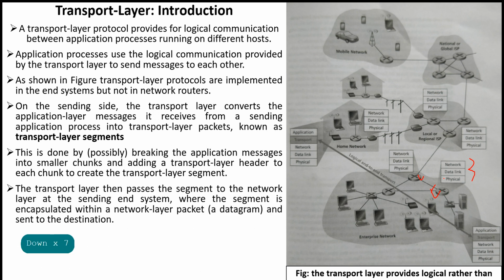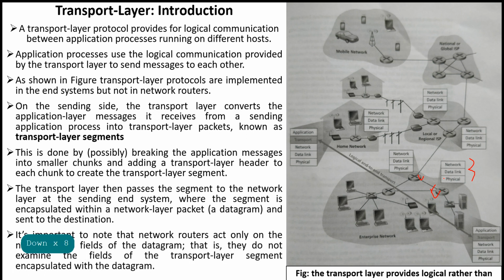The transport layer then passes the segment to the network layer at the sending end system, where the segment is encapsulated within a network layer packet, a datagram, and sent to the destination. It is important to note that network routers act only on the network layer field of the datagram. That is, they do not examine the fields of the transport layer segment encapsulated with the datagram.